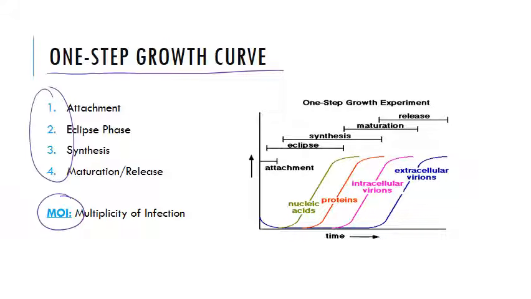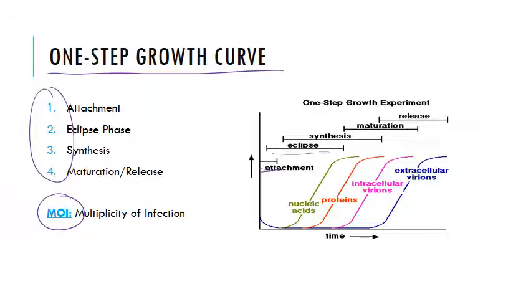So attachment is pretty self-explanatory. The virion attaches to the host cell. It's going to recognize an appropriate target cell, attach to the cell, and penetrate the plasma membrane. Because remember, these viruses do not replicate outside a host cell.